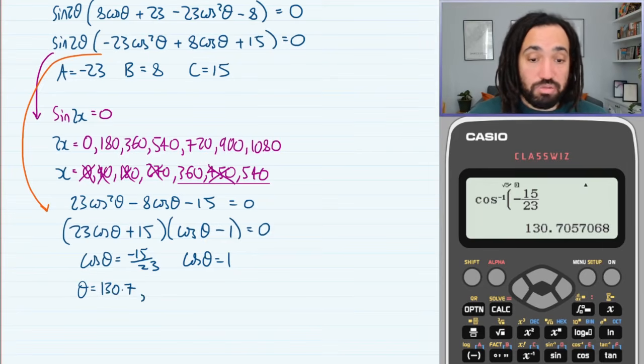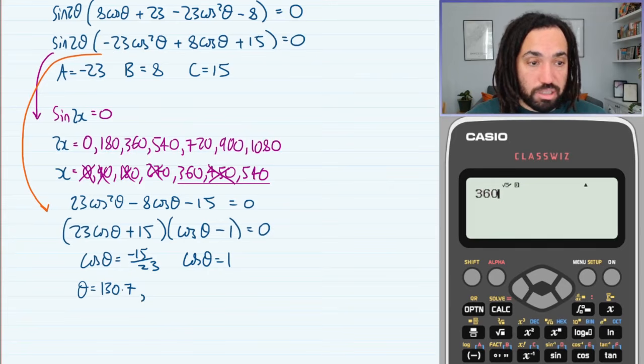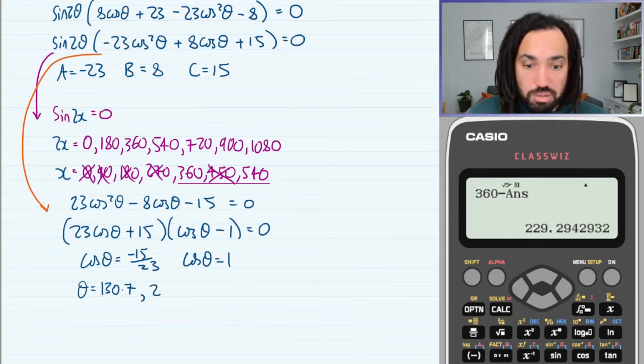Now the second solution for cos, we do 360 minus. That's how we find the second solution. For cosine, for sine it's 180 minus, for tan it's 180 plus.